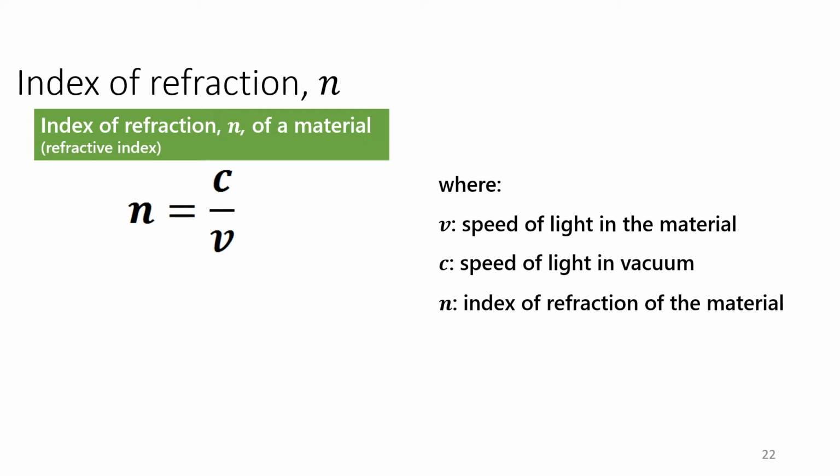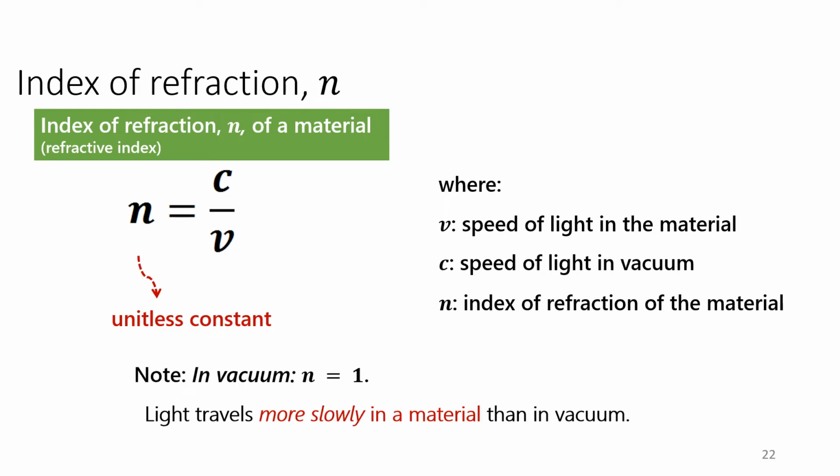It's c in vacuum and v for any other material, and their values are dictated by the material's permittivity and permeability. The ratio of wave speed in vacuum to the wave speed in a material is called the index of refraction, n. You're dividing speed by speed, so n is a dimensionless constant, and since c is the fastest light can travel, n will be greater than or equal to 1. We note that light will always travel more slowly in a material than in vacuum.